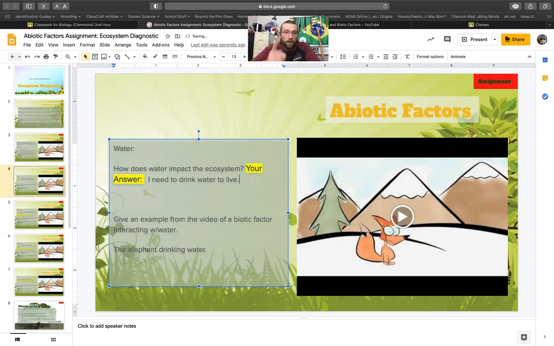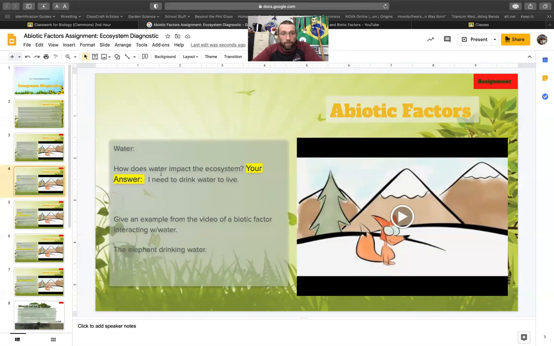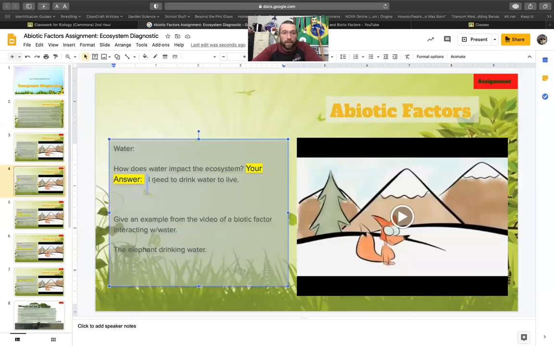Now, here is what you're doing on this assignment. When I am asking you things like water, how does it impact the ecosystem? Well, you need to go through and explain how it impacts the ecosystem. Most things need water to live. Plants need it to make glucose, so on and so forth. So you want to explain that.